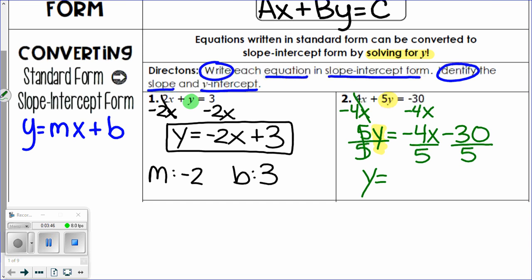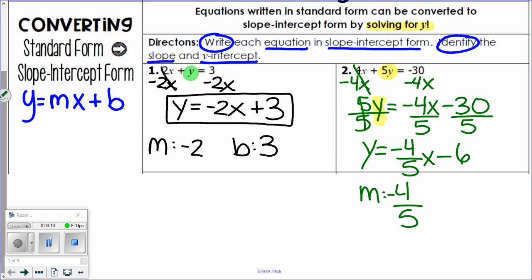Negative 4 divided by 5 stays as negative 4 over 5. Negative 30 divided by 5 is negative 6. So that would be my final answer. Y equals mx plus b. So what's the m here? M is negative 4 over 5. That's my slope. B is the number at the end. That's your y-intercept, which is negative 6.